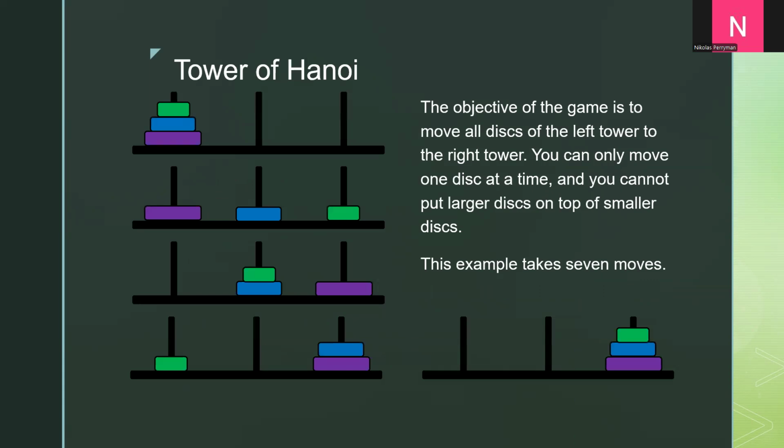So the basic tower of Hanoi is just three rods that you stack disks on with a variable number of disks. So you have to move each of those disks from the left side tower to the right side tower, and you can only move one at a time, and you cannot put the larger disks on top of smaller disks. So the example on this page takes 7 moves.